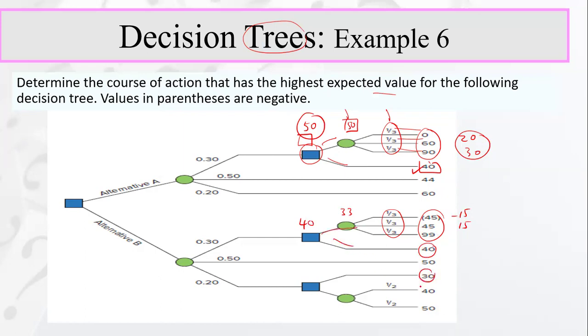So this is 30. 1 by 2 multiplied is 20. 1 by 2 multiplied is 25. So 45. So you should take 45, not 30.